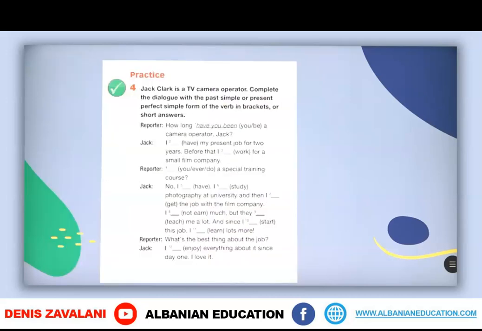During this exercise, we will practice using past simple and present perfect. Here we've got the interview of Jack Clark, who is a TV camera operator, and we are going to complete the dialogue with the past simple or present perfect simple form of the verb in brackets or short answers. You will be given 5 minutes to complete this exercise.